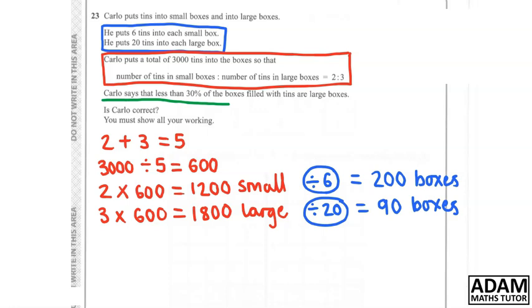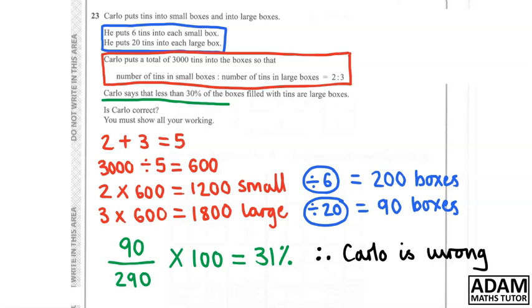Is Carlo correct? To work out the percentage, I need to do the total amount of large boxes, which is 90, divided by the total number of boxes, which is 290, and then you can convert this into a percentage by timesing by 100. This gives me 31%. Therefore, Carlo is wrong because 31% is actually greater, not less than 30%.